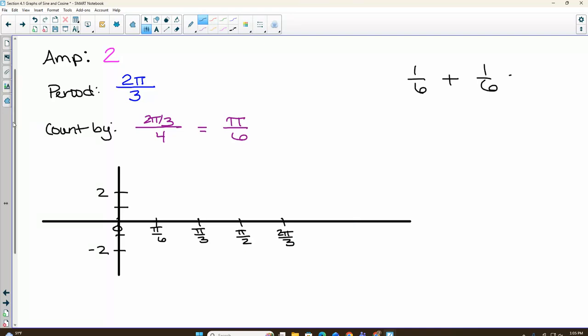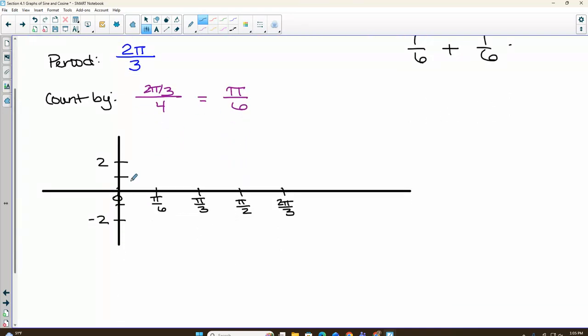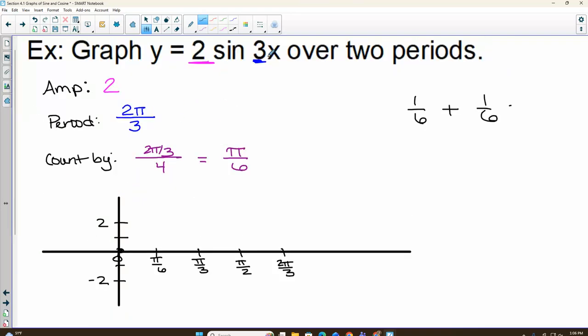Now, we are graphing sine. Where does sine start? At 0. If you forget, plug it in. If I do 2 times the sine of 0, I get 0. Okay, then think about the graph that we did on our paper. What does sine do next? It goes up. So at this point, I should be at my high point, which we already know is 2.